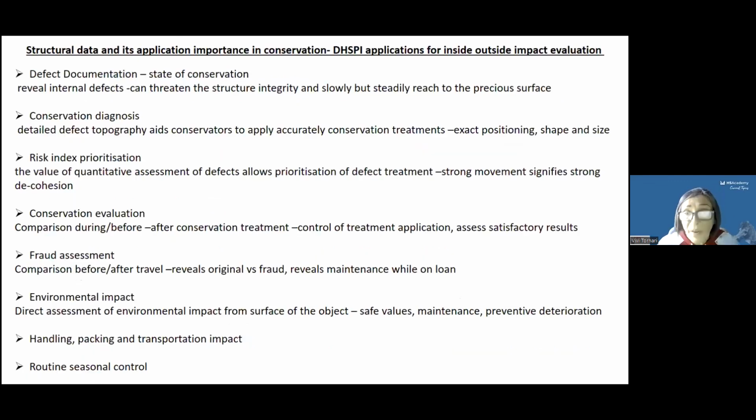The range of applications is huge. We have used this system to make fraud analysis. We have used the system to make before loan and after loan assessments in exhibitions of very important paintings. We have used it to check the transportation impact. We have used it to check the handling, packing, to do environmental impact, to do seasonal control.